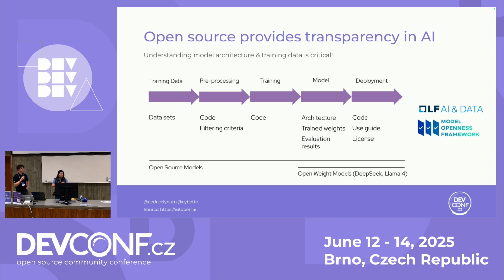So understanding model architecture and training data is very crucial to everything we do in AI. The LF AI and Data Foundation has this model openness framework, which provides a model openness tool, which helps you to evaluate and categorize how open certain models are. You can check it out.